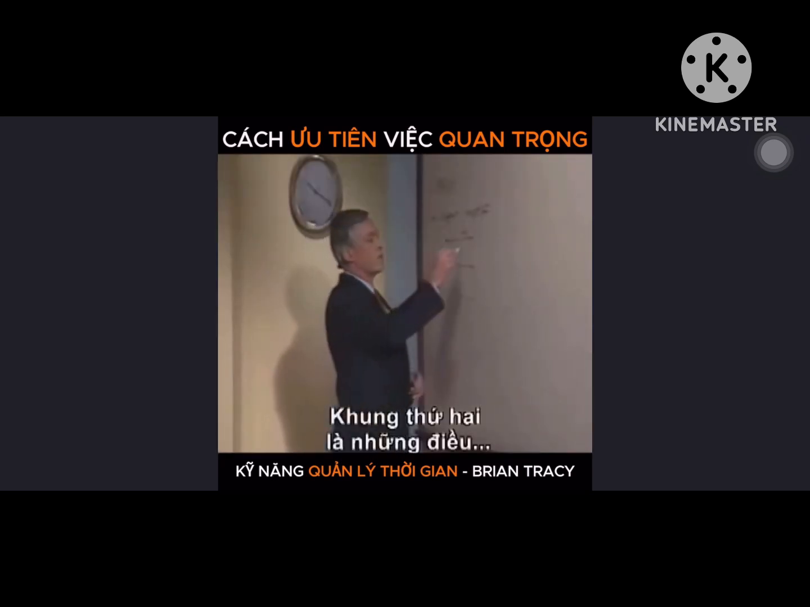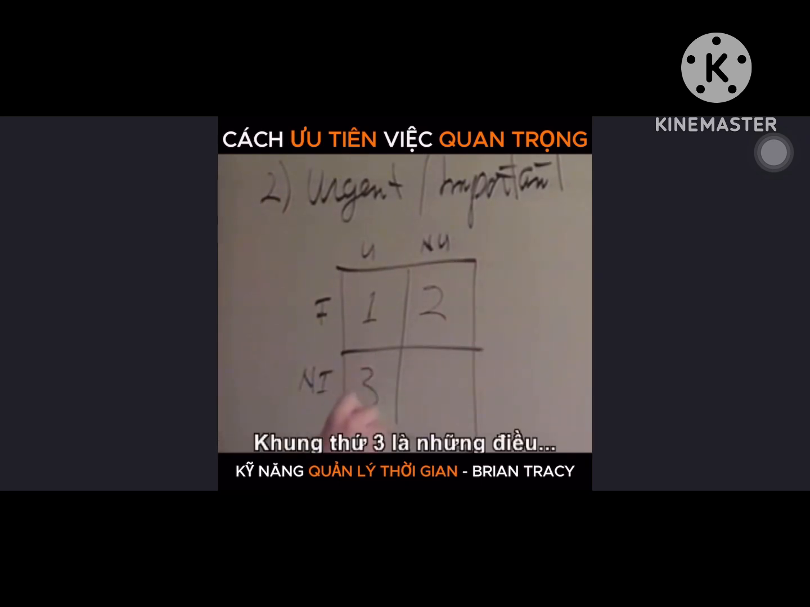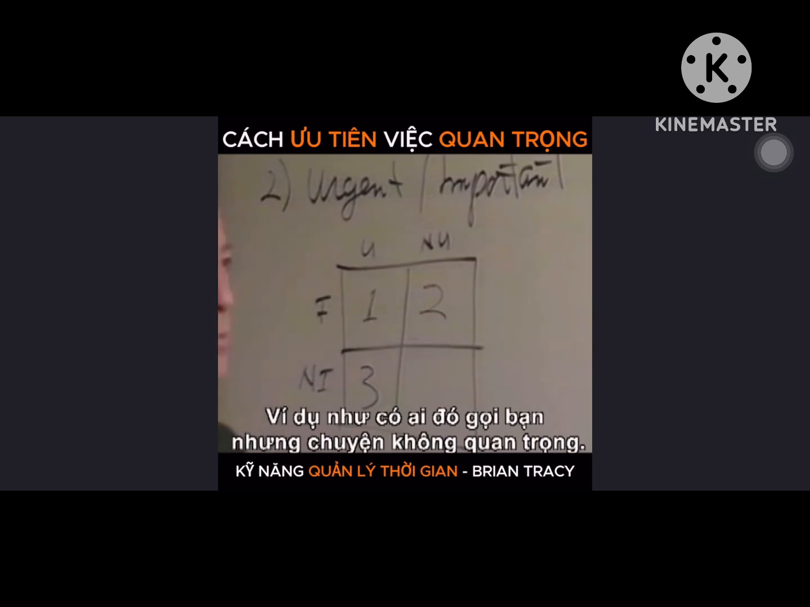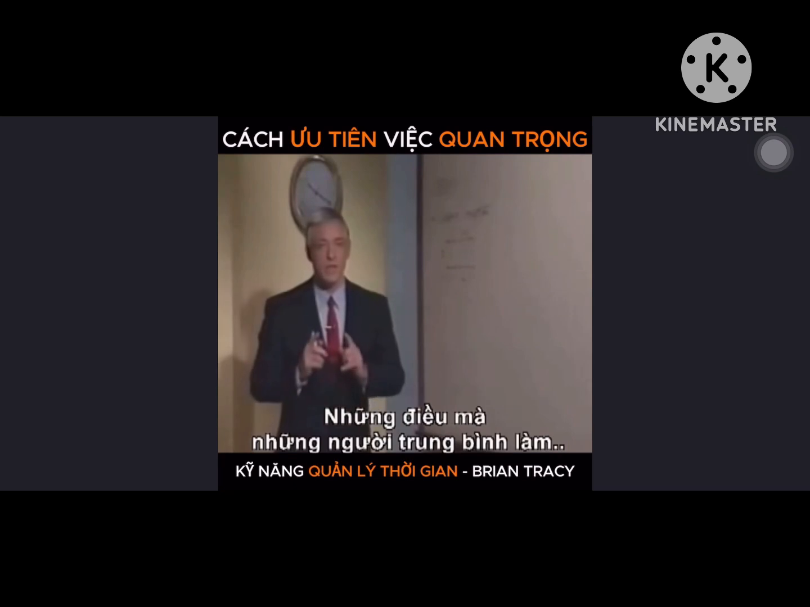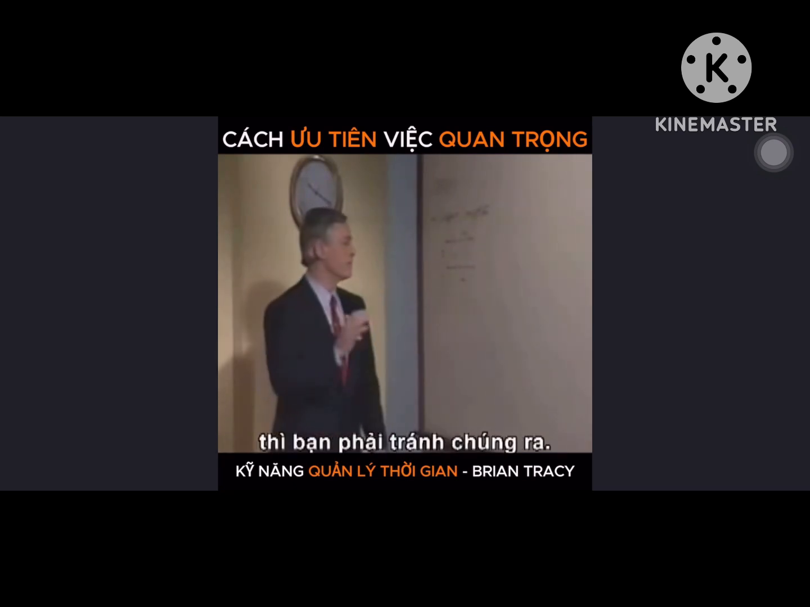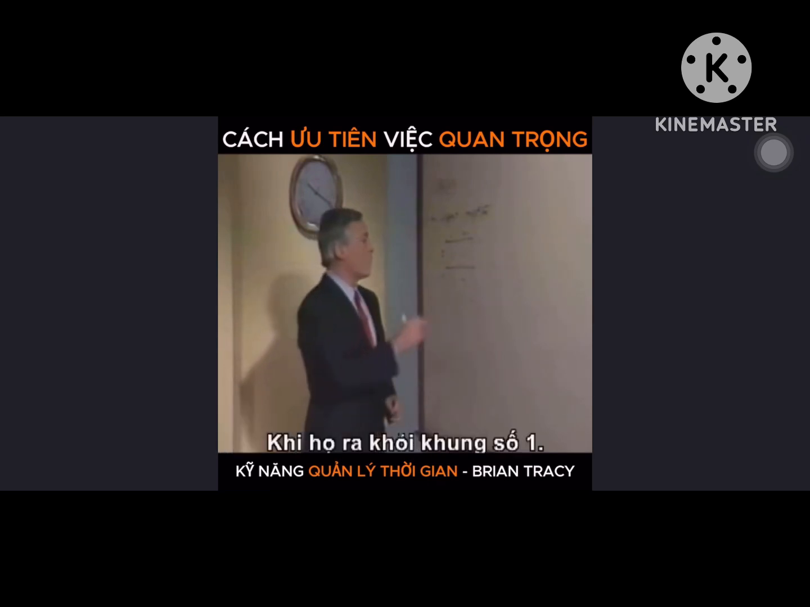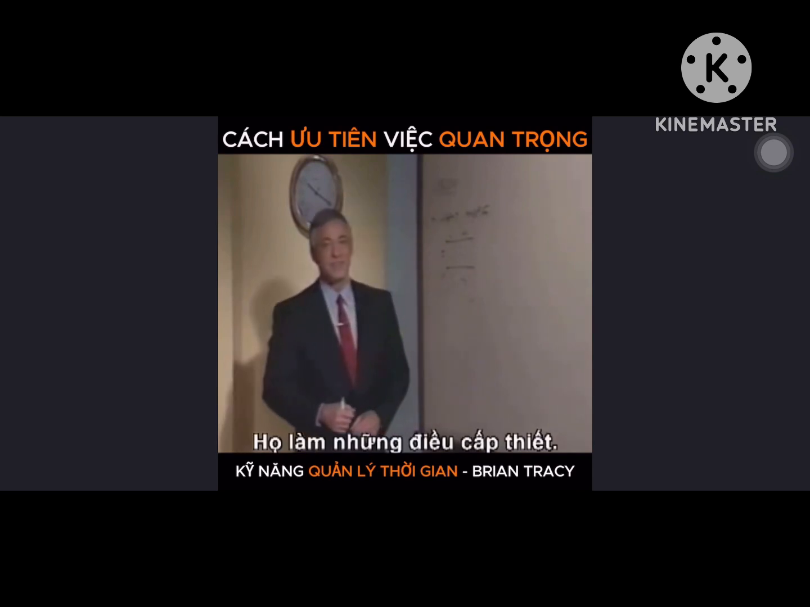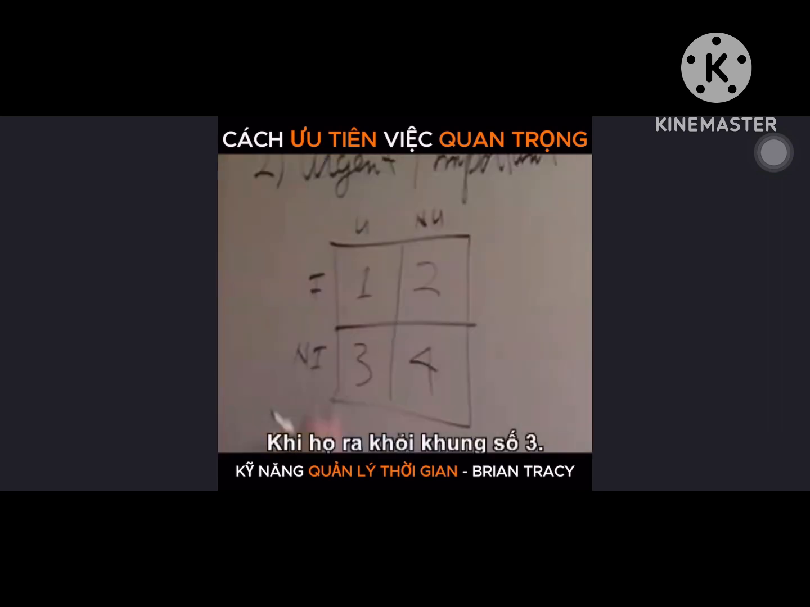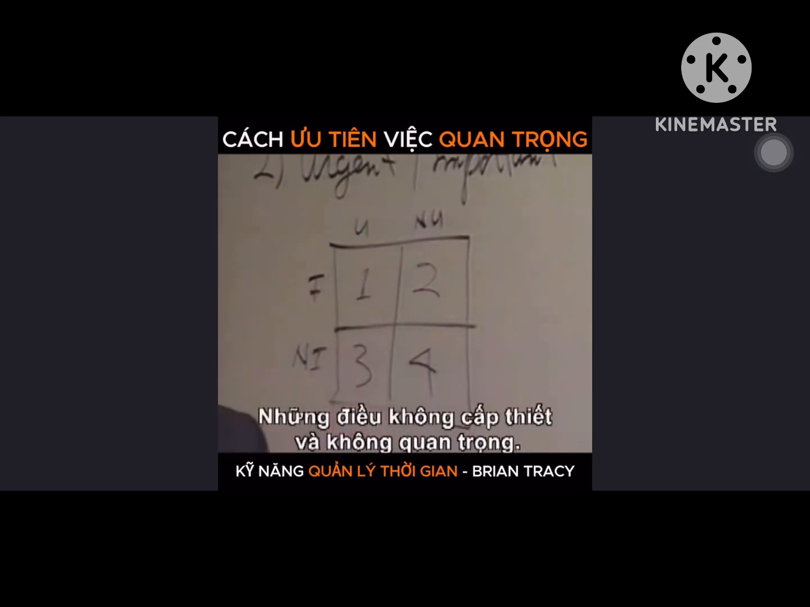The second quadrant are the things that are important but not urgent. The third area are the things that are urgent but not important. For instance, somebody calling you, but it's not a particularly important thing. And the fourth area are the things that are neither urgent nor important. What is it that the average person does and that you have to get free of? Well, they work in quadrant number 1 all the time because these are pressing. When they get caught up with quadrant number 1, they drop to quadrant number 3, and they do what is urgent but not important. If they get caught up with quadrant number 3, they relax and pay themselves off by doing things in quadrant number 4, things that are neither urgent nor important.